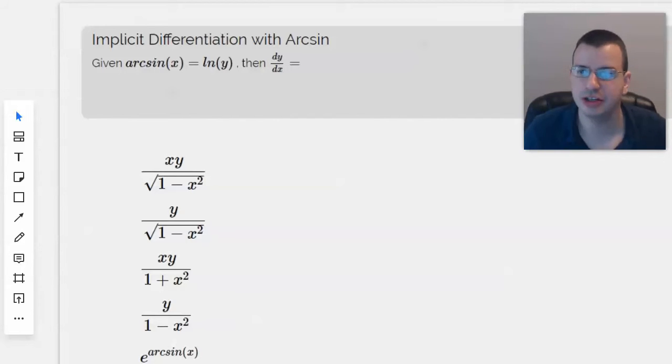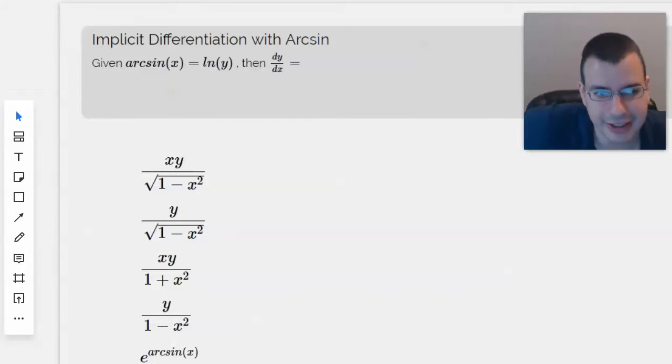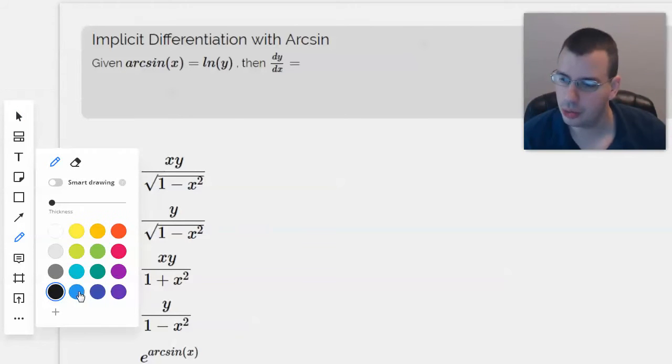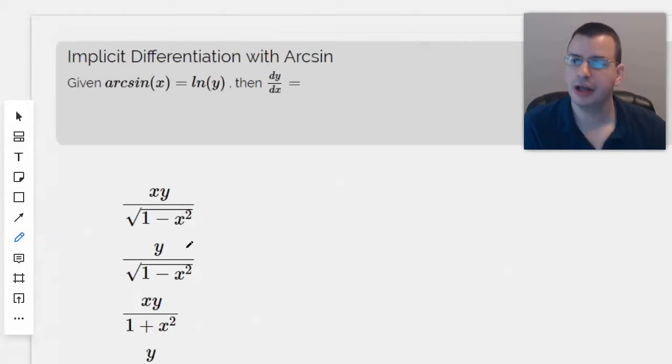Given arcsine of x equals natural log of y, then find dy/dx. Find the derivative of y with respect to x. Okay. So we have an equation on both sides, and we could isolate y by itself. We just take both things to the power of e.